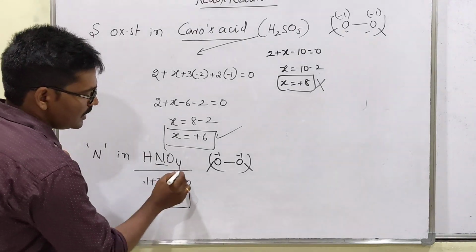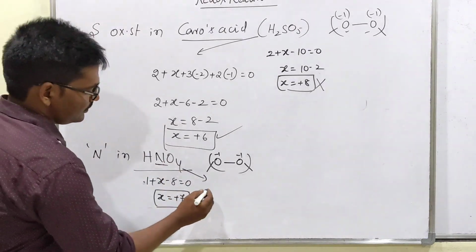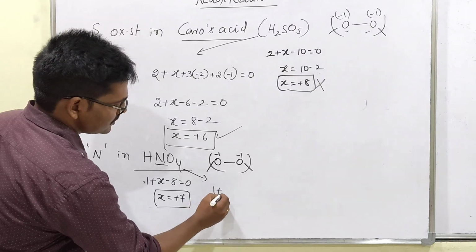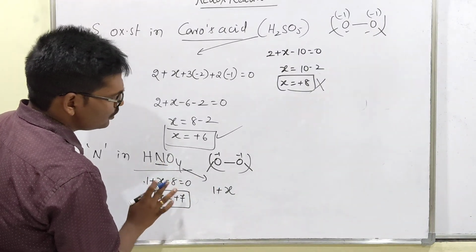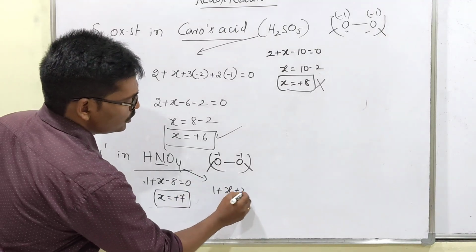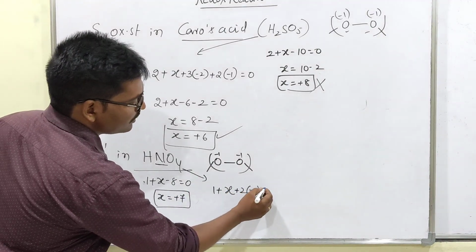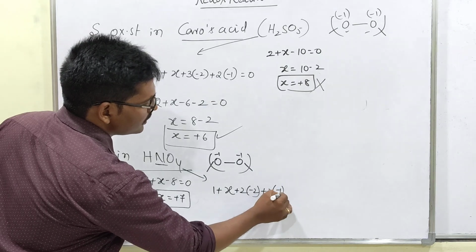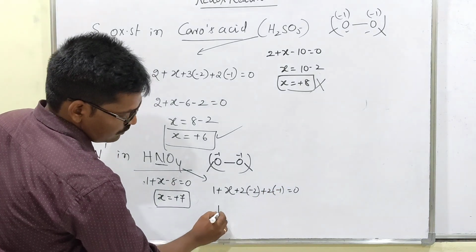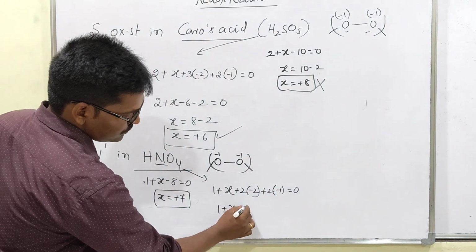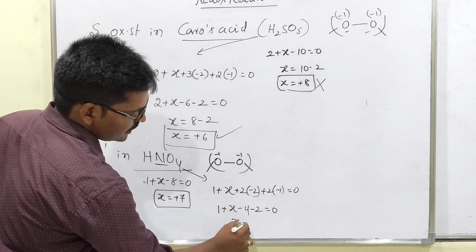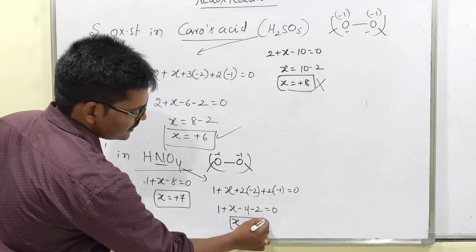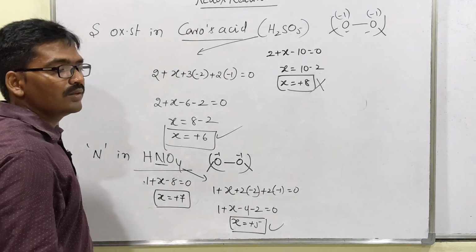Hydrogen atom 1 plus nitrogen x, then in the 4 oxygens, 2 are -2, then the remaining 2 are -1, equals 0. Then 1 plus x minus 4 minus 2 equals 0, then x equals plus 5. So plus 5 is the exact answer for this.